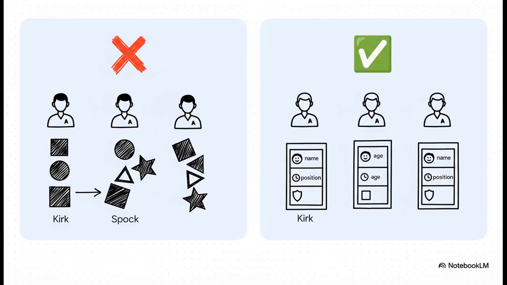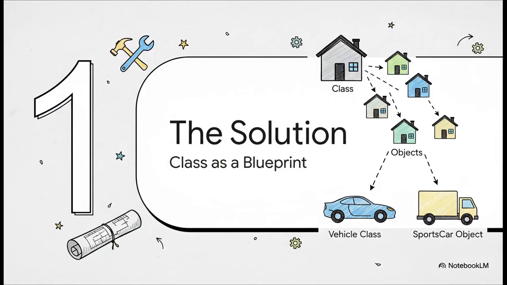Now look at the right. That's the dream, right? Each employee is this neat, self-contained little package, an object, with everything clearly labeled. That's where we're headed. So how do we get from that chaos on the left to that beautiful order on the right? The answer is the class.